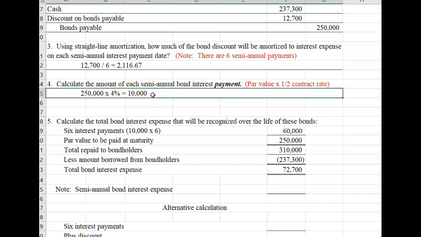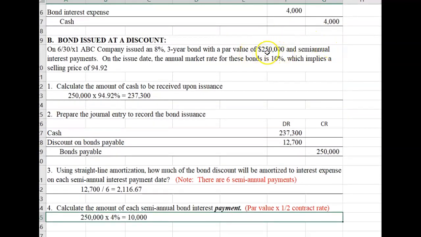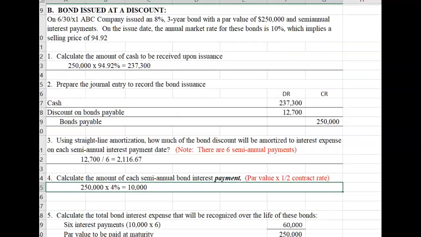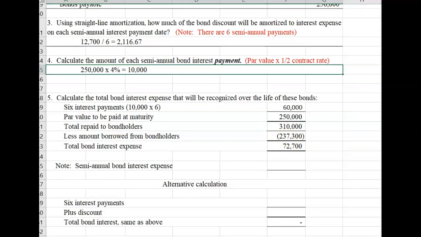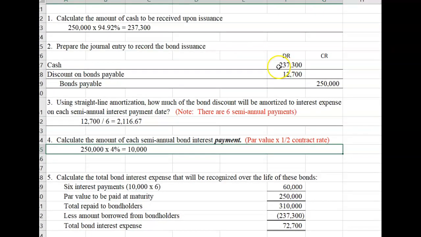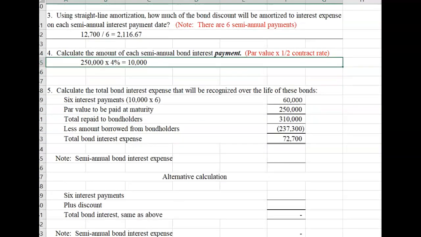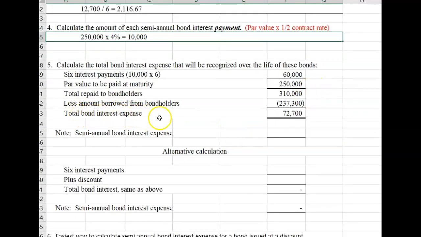We're also going to have to pay back at maturity date the full par value of the bond, $250,000. So the full amount that we're going to have to give back to our bondholders is $310,000. The amount we received from the bondholders, remember it was issued at a discount, so we only received $237,300 in cash. If we subtract that, it means that the total bond interest expense that is going to be paid over the life of the bonds is $72,700.